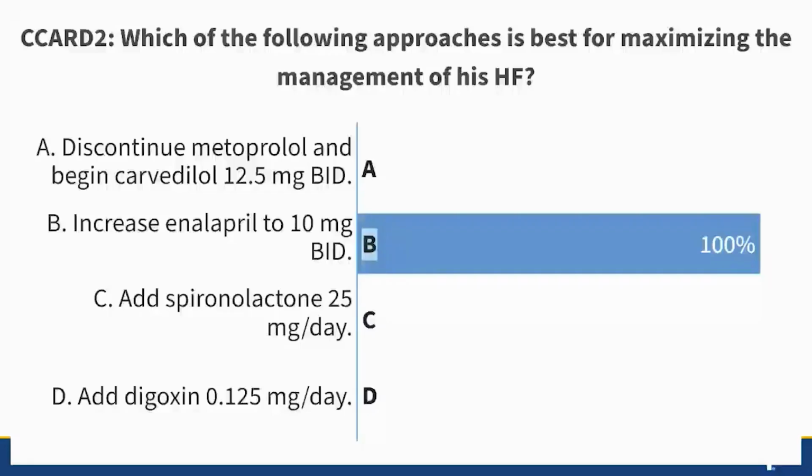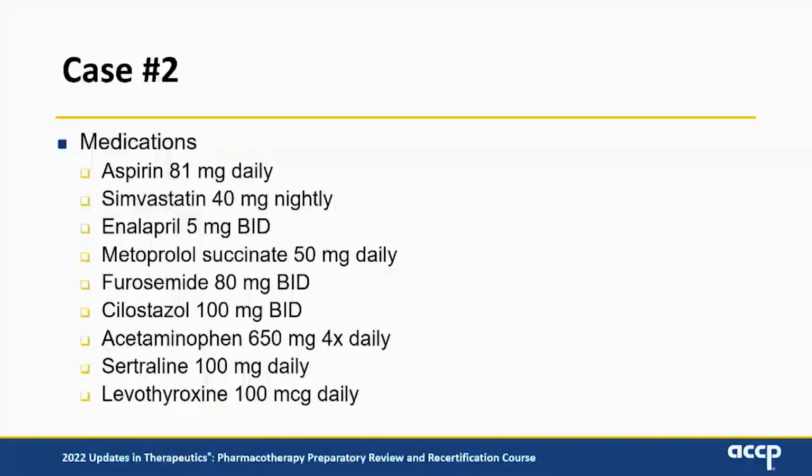C, adding spironolactone. Unfortunately, this patient is not a candidate for spironolactone because of their baseline creatinine. And then adding digoxin is not necessary in this patient because this is add-on therapy in patients who are already on optimized background therapy and who are still having symptoms. Do you notice anything in his medication list that concerned you? Yeah, good. So we might also want to try to address that in our clinic today, is getting cilostazol off, because that is a drug that is not recommended for use in heart failure.